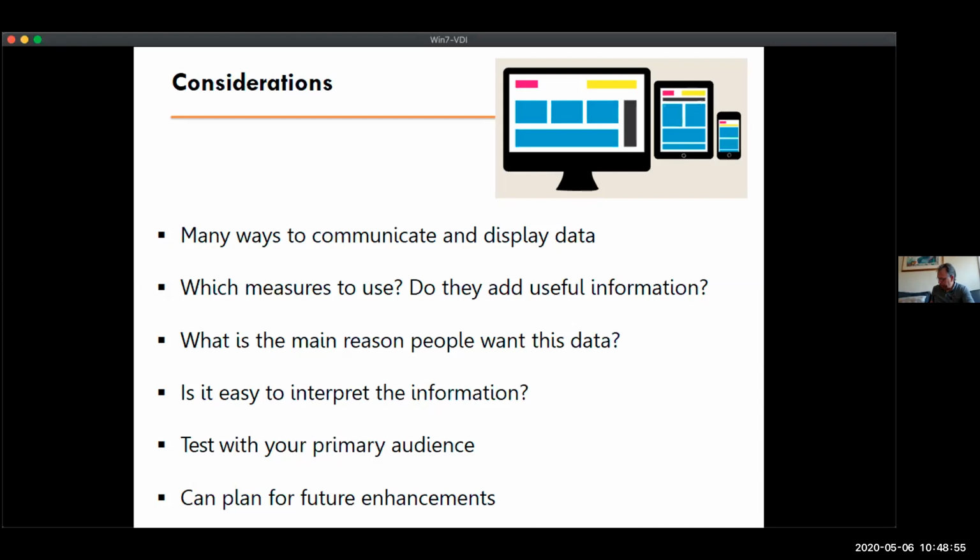if you are a community group, if you are working with community, if you're partnering with academia, that there is some bridge that you can do there. You want to test your data displays in your data dissemination plan with your primary audience. We did that with our steering committee, and they're the ones that informed the changes that needed to happen to the data displays. And you have to be able to plan for future enhancements.